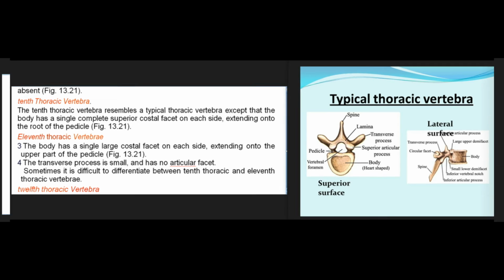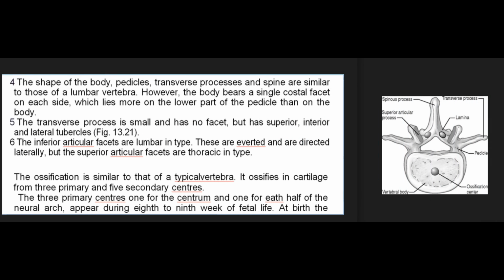12th thoracic vertebra. 4. The shape of the body, pedicles, transverse processes and spine are similar to those of a lumbar vertebra. However, the body bears a single costal facet on each side, which lies more on the lower part of the pedicle than on the body.